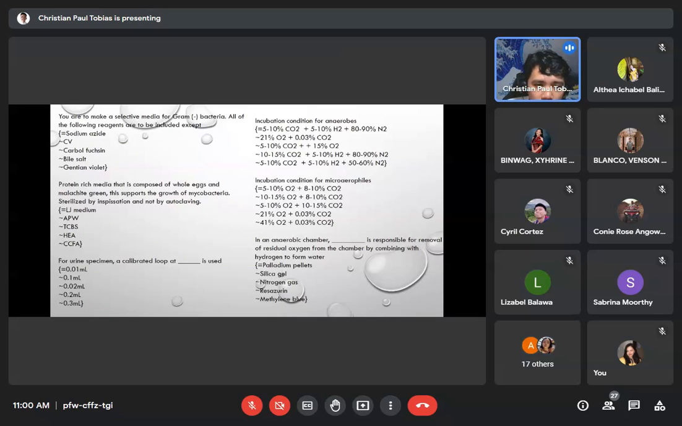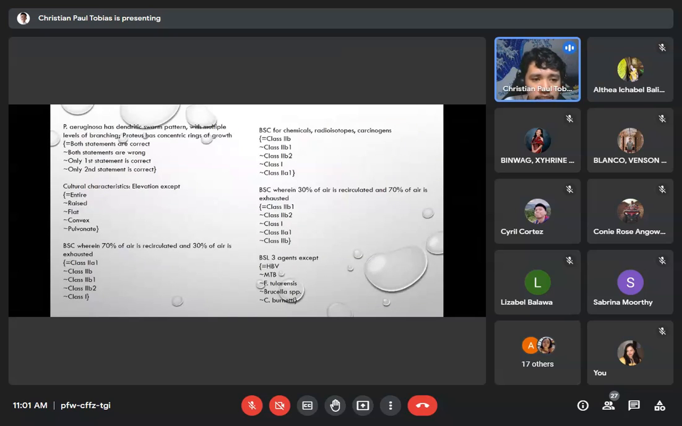Okay. In an anaerobic chamber, blank is responsible for removal of residual oxygen, your palladium pellets, di ba? Or your catalyst. Ito yung catalyst natin, palladium pellets. Ano bang action ng silica gel? Ina-absorb niya yung water. Okay? Kapag yung hydrogen nag-combine siya sa oxygen in the presence of your palladium pellets, i-absorb niya. Nitrogen gas, fillers lang to sa loob ng chamber. Resazurin and methylene blue, sila yung color indicator.